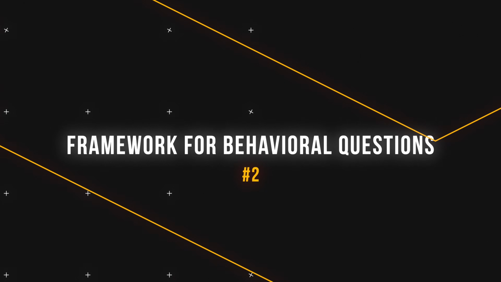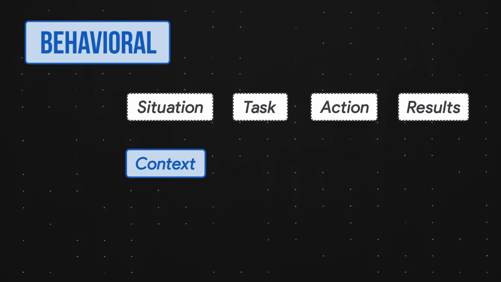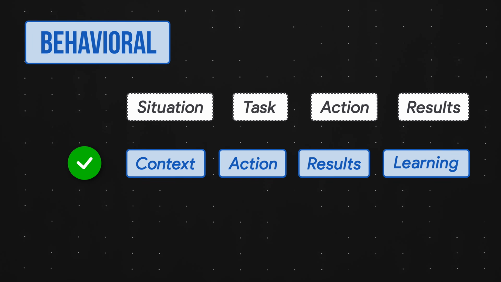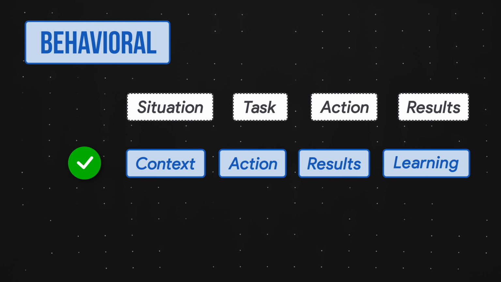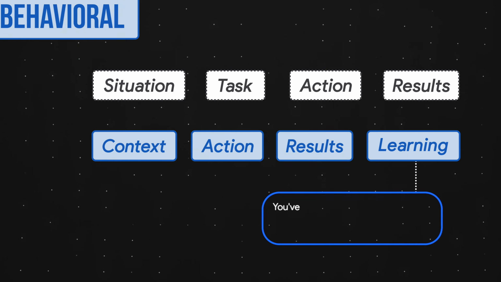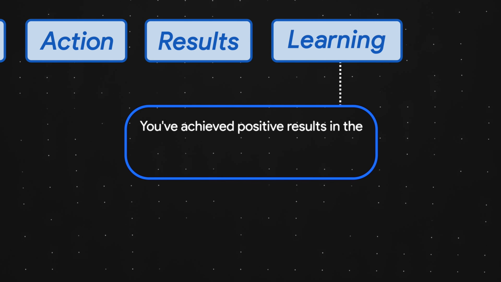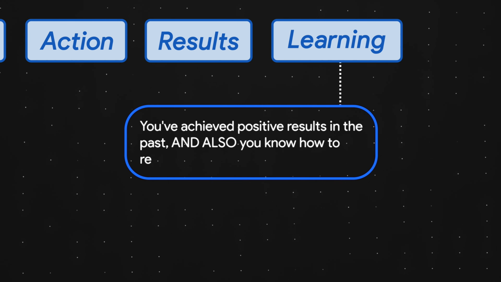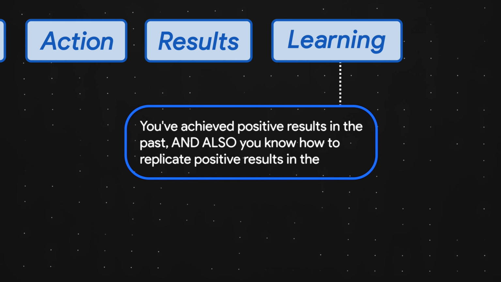Now that we know the difference between the two, let's see how we can use the CARL framework to prepare for any behavioral questions we might encounter. CARL stands for context, action, results, and learning. And it's much more effective than the STAR method, because by sharing your learnings, you show that yes, you've achieved positive results in the past, but also you know how to replicate those positive results in the future.